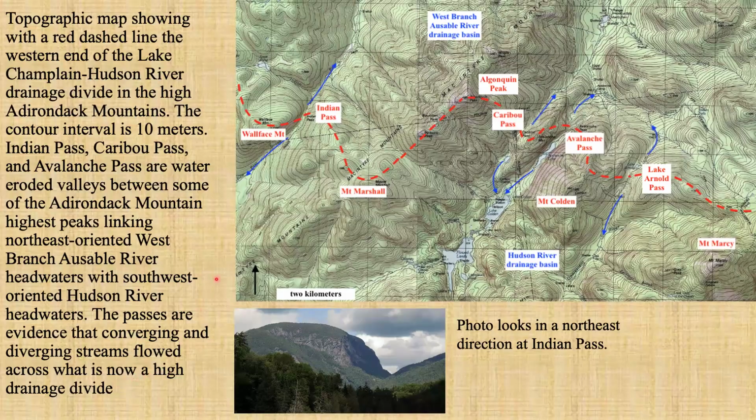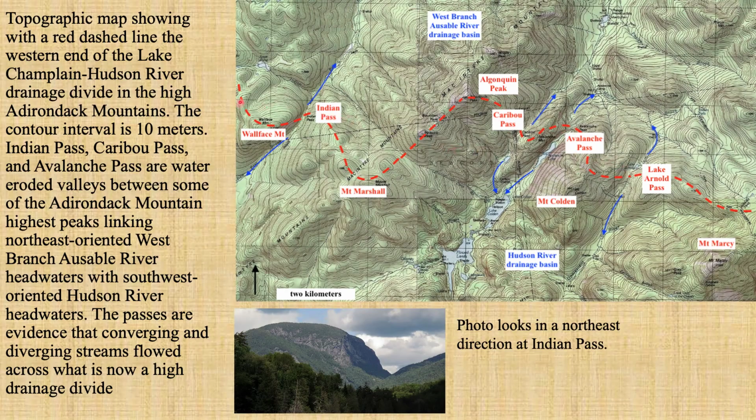And this contour map has a contour interval of 10 meters. And Indian Pass, which you can see in the picture below, has a floor elevation of about 864 meters. And as we'll see, there are some other passes here: Caribou Pass, whose floor is over 1,000 meters, Avalanche Pass, which is comparable to Indian Pass in elevation, and then Lake Arnold Pass.